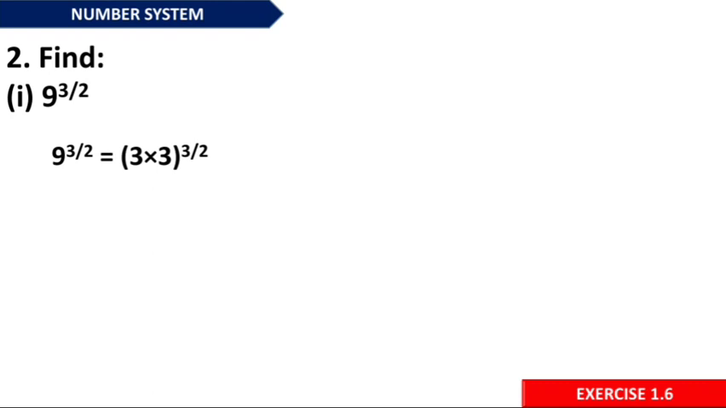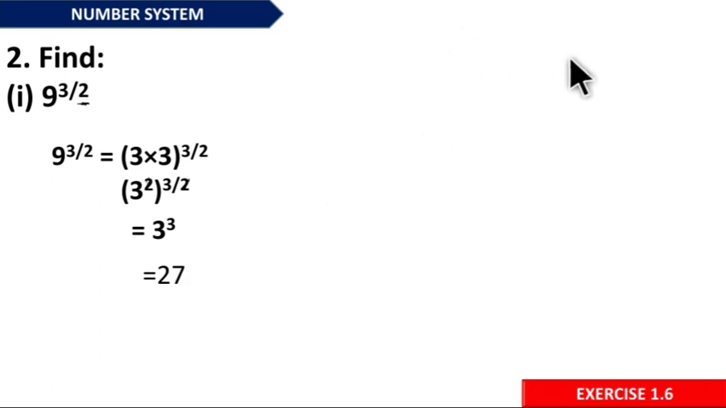Next question, 9 to the power 3 by 2. In the same way that we solved the previous problem, we can solve this. 9 we can write as 3 into 3. Here you have to see that the power's denominator is 2. By multiplying which same number 2 times do you get 9? That is 3. 3 into 3 is 9. Next we are having 3 two times here, so (3 square) to the power 3 by 2. Here the 2 gets cancelled, so you get 3 to the power 3, that is 27.